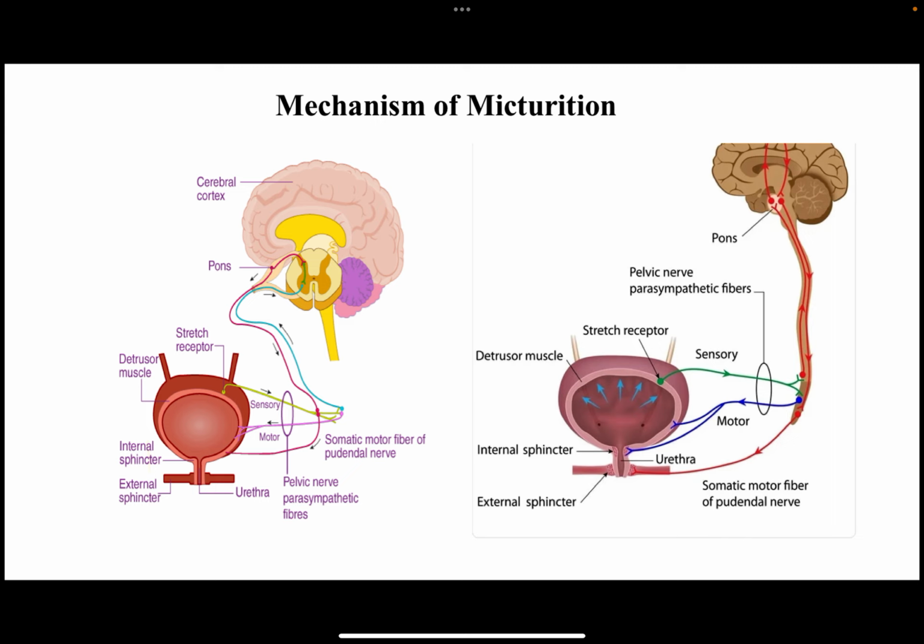So anytime you are holding urine, it means that the adrenergic receptors have been activated by the sympathetic nerves. When the adrenergic receptors are activated by sympathetic nerves, it is by norepinephrine. So that will cause relaxation of the detrusor muscles, and that relaxation will enable the bladder to fill to capacity.